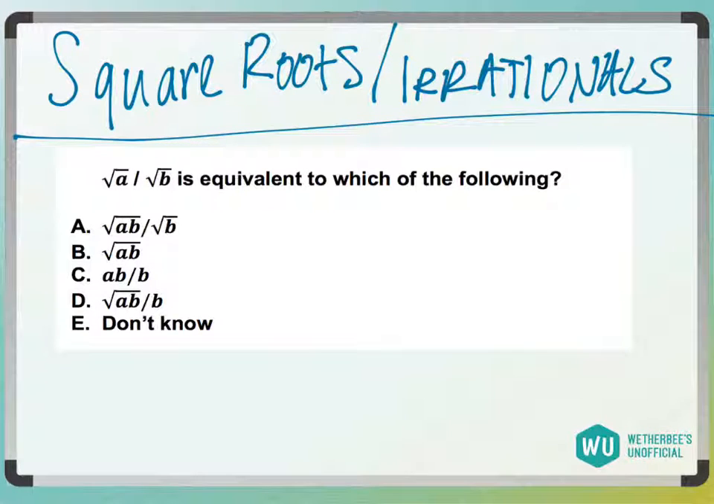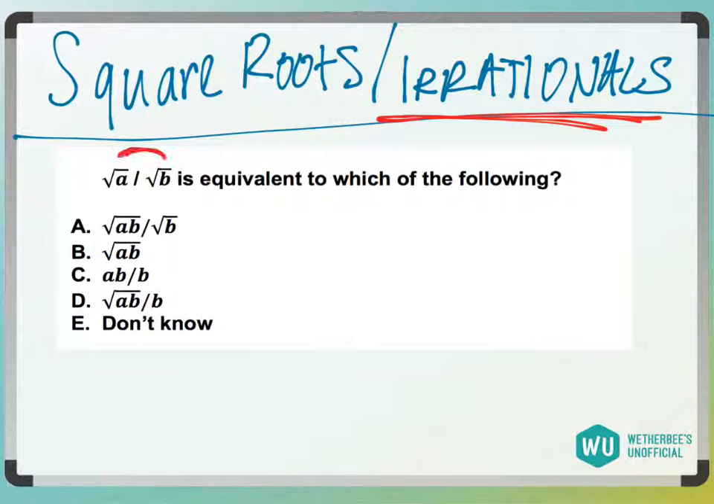All right, so we have square roots, which are also called irrational numbers, with variables. This seems a little tricky, but what we can do is plug numbers in for these variables to make it a little bit easier. And since I'm dealing with square roots, the best thing to do is pick perfect squares.